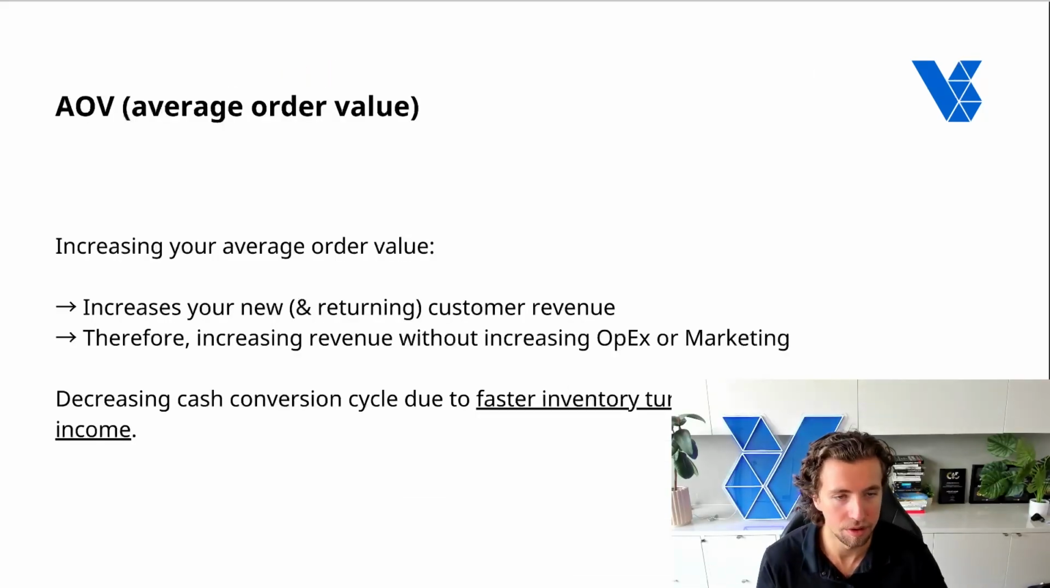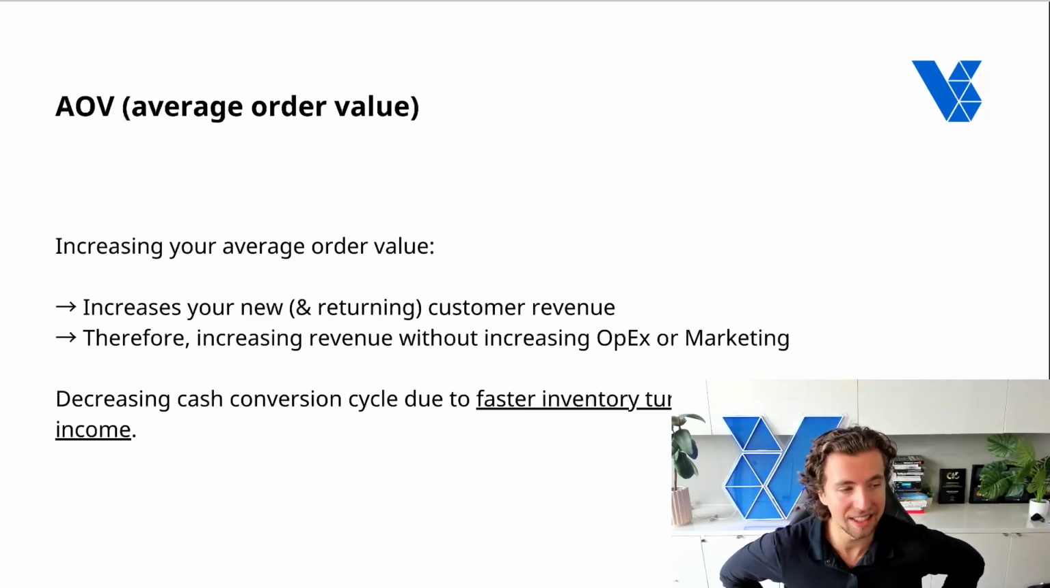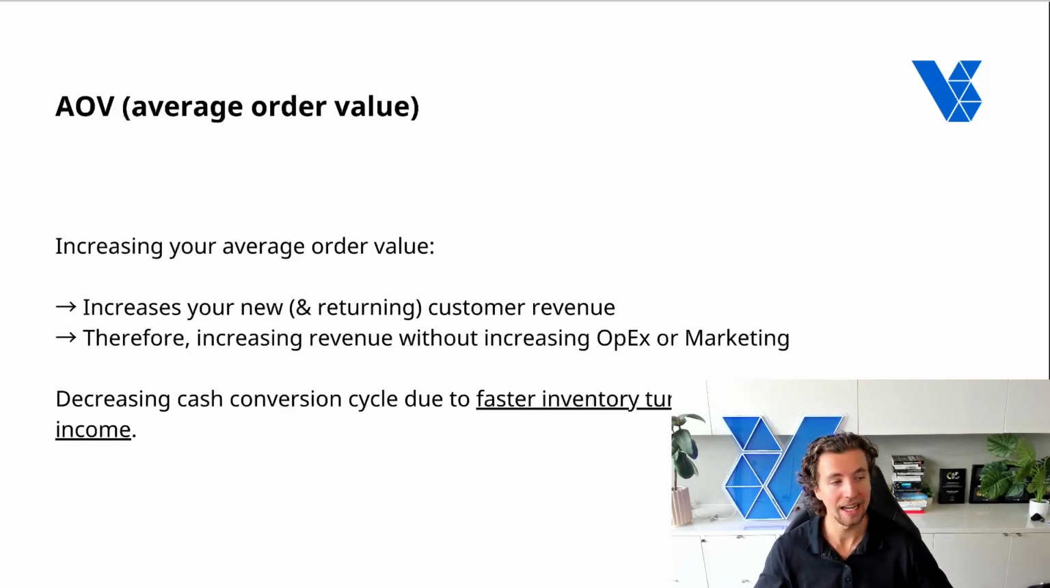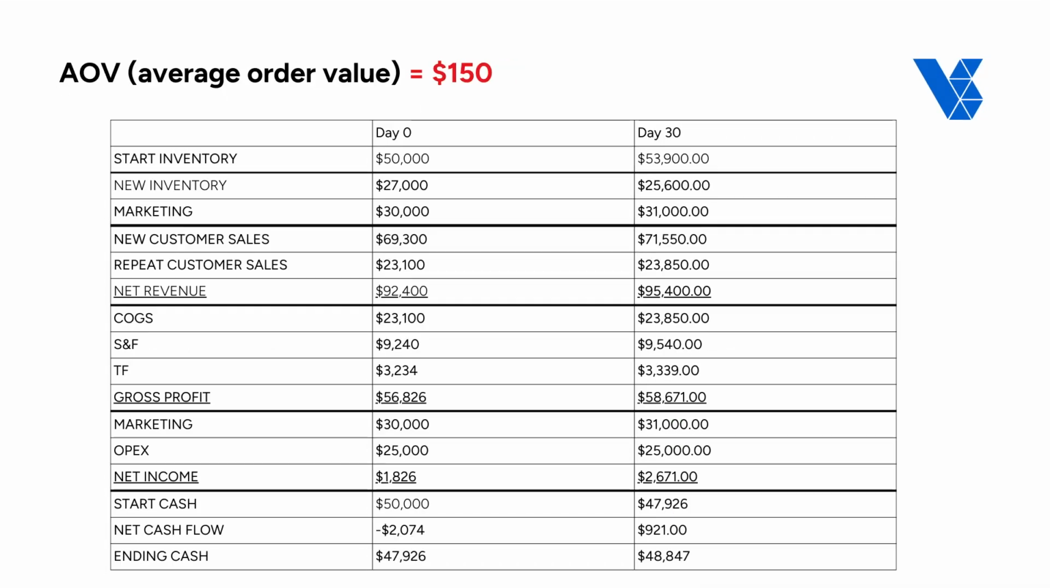Now moving into average order value, and this is where we'll start to speed things up as we move through. If you increase your average order value, it increases your new and your returning customer revenue, but it doesn't increase your OpEx or marketing. And so what ends up happening is you have faster inventory turnover and an improved net income position, which decreases your cash conversion cycle.